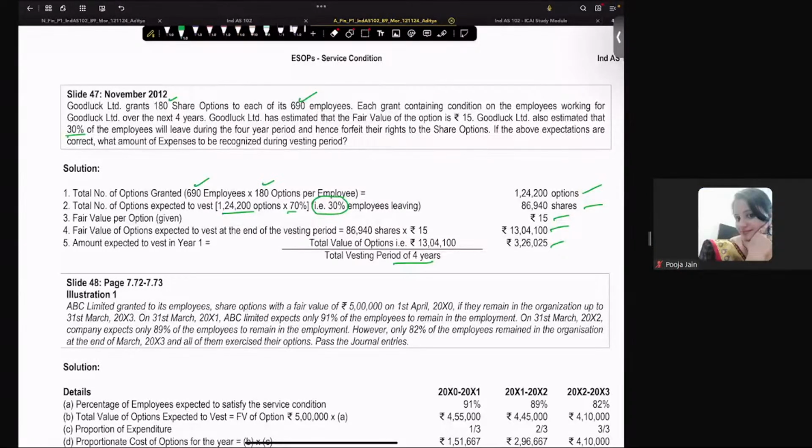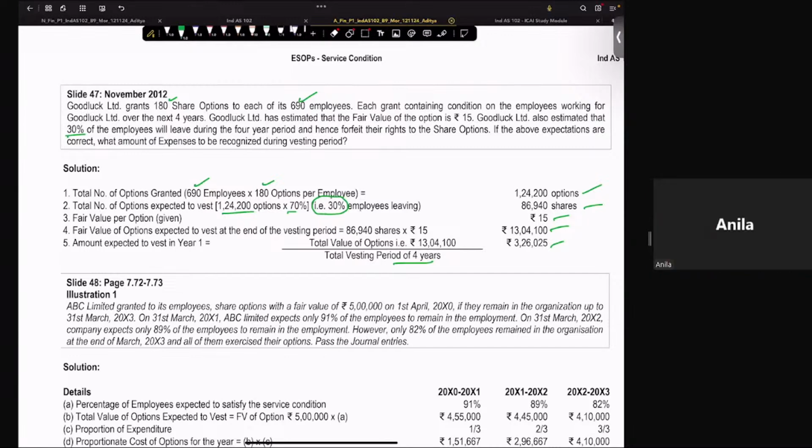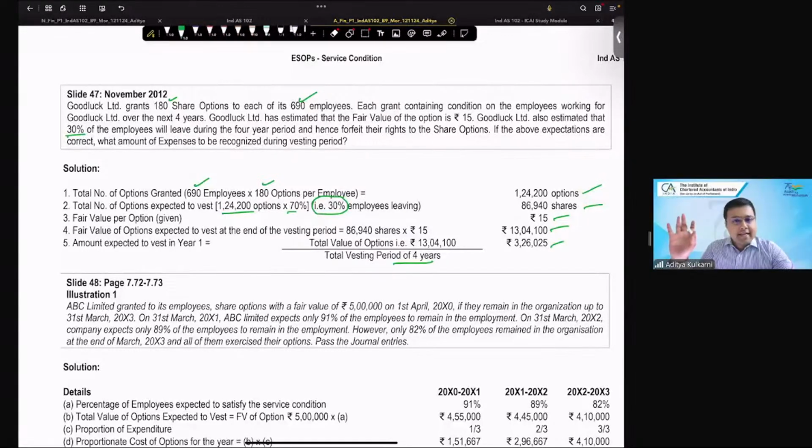Estimate. So can it be that this is actually going to happen, or can there be a variation in this? 30% were expected to go, but only 25% went. Can it happen? Yes, sir. Variations can happen. Absolutely right. So, can this lead to management bias in the financial statements?